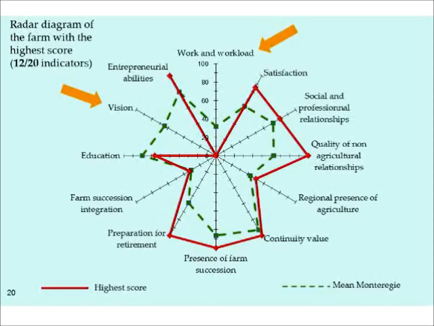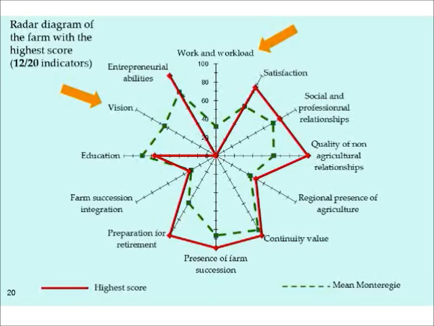For example, here is an example of the social results. It is a radar diagram of the farm with the highest score in the Montérégie region, compared with the average of the region. The full red line is the result of the farm, and the dashed green line is the average of the region. The sustainability score is shown by a big area of the radar, and we see that even if a farm has a high score, it could have some weak points.